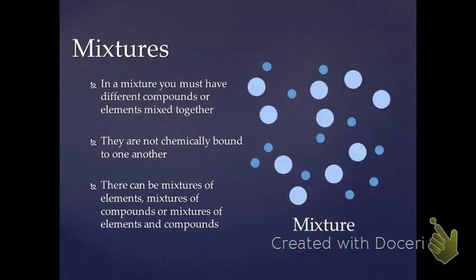So in this case, this is a mixture. You have different light blue and dark blue, and they're not chemically bound together. Now, is this a mixture of elements, a mixture of compounds, or a mixture of elements and compounds? Since all the blue ones are individually in this picture, none of them are chemically bound to anything. There are no compounds present. This is just a mixture of elements.